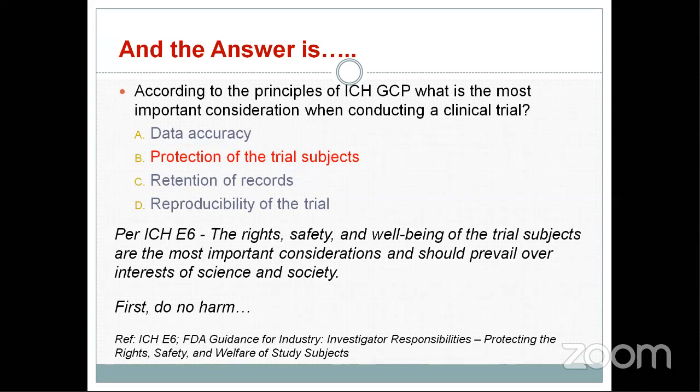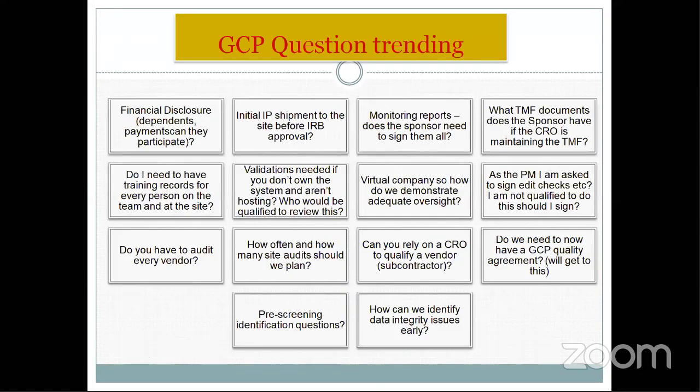The rights, safety, and well-being of the trial subjects are the most important consideration and should prevail over the interests of science and society. So the expectation is, first, do no harm, and then give me a medication for the treatment of the disease. The reference is, again, ICH guidance and all of the FDA guidances and regulations, which I have already pointed out. So this is, again, the GCP question training.